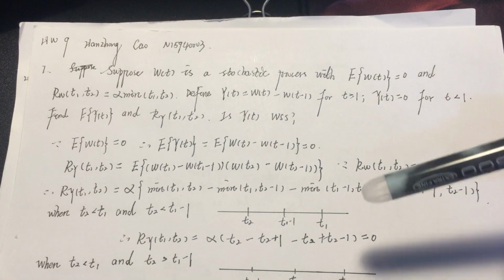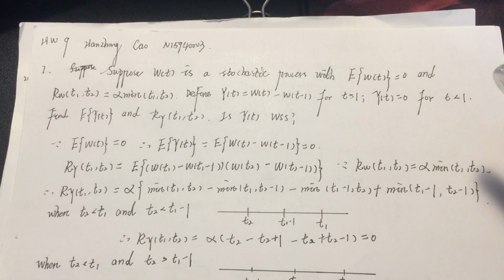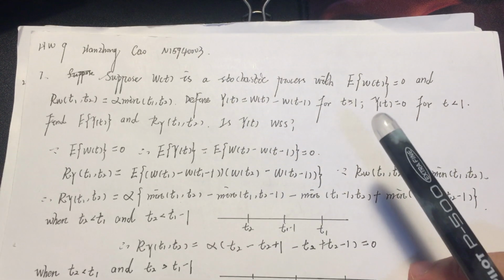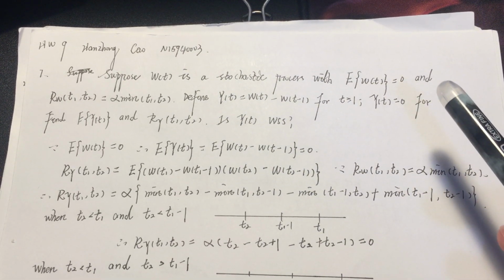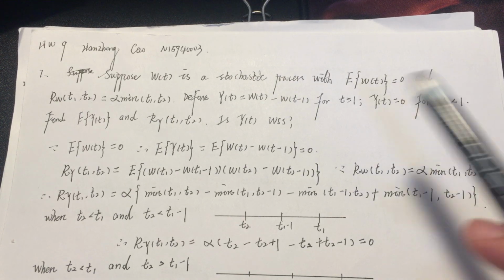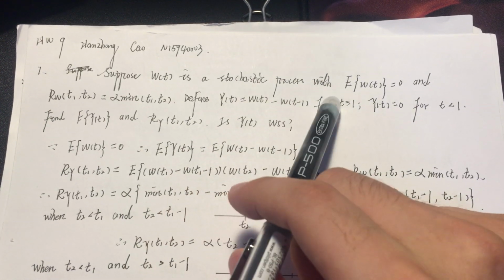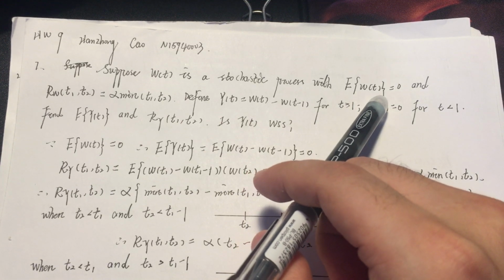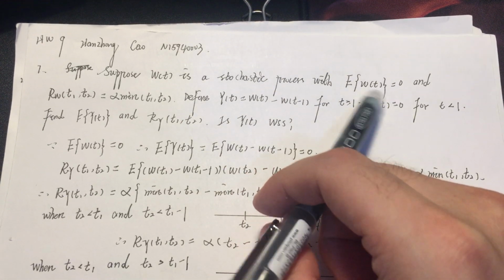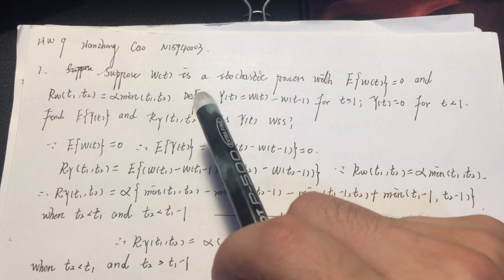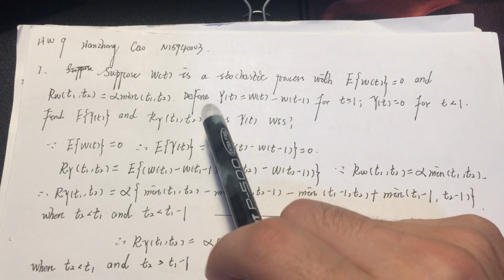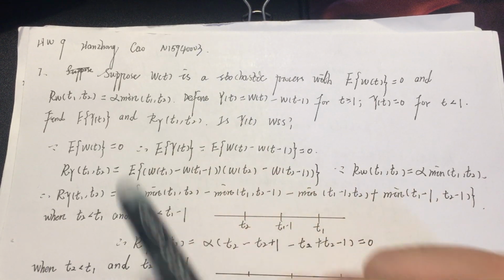Hello everyone. Today we are going to talk about homework 9, question 1. The question gives us that suppose W(t) is a stochastic process with expectation of W(t) equals 0 and R_W(t1, t2) equals alpha multiplied by minimum of t1, t2.